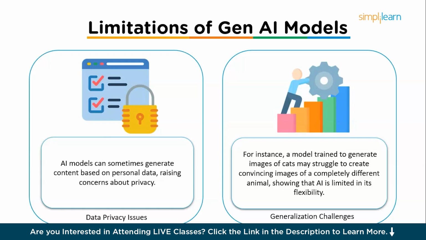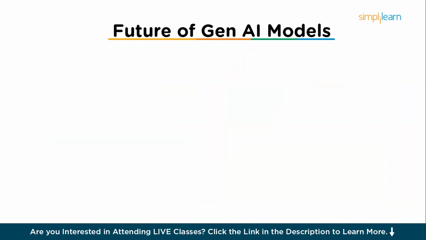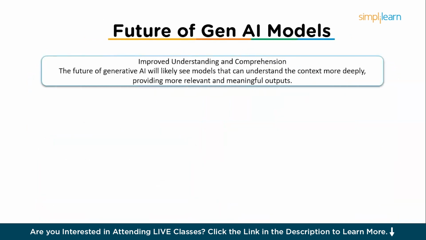For instance, a model trained to generate images of cats may struggle to create convincing images of a completely different animal, showing that AI is limited in its flexibility. Now, moving on down the line, we will understand the future of Gen AI models. The first one is improved understanding and comprehension.